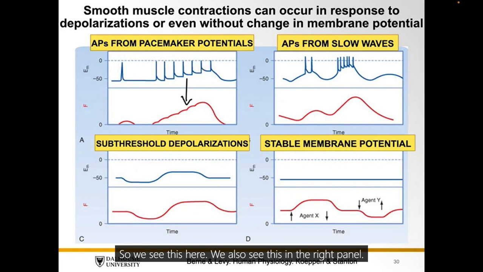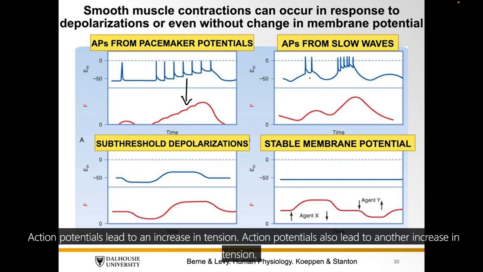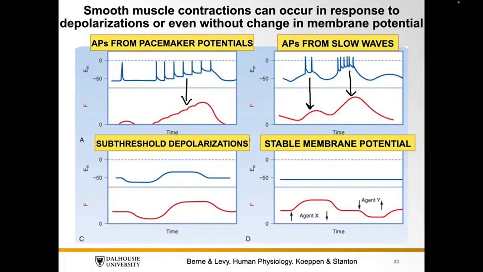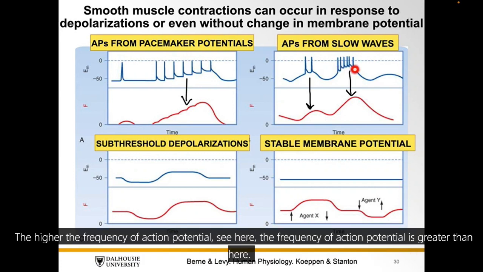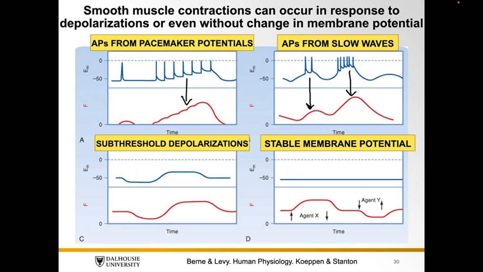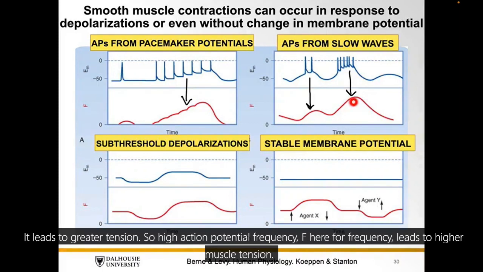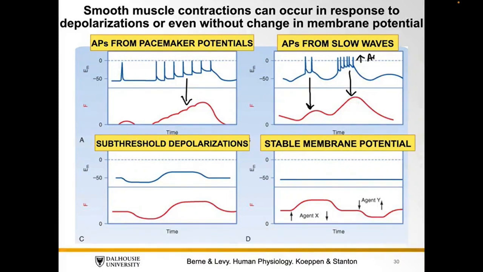We also see this in the right panel. Action potentials lead to an increase in tension. Action potentials also lead to another increase in tension. In this right panel, we can also see another characteristic that we're familiar with. The higher the frequency of action potentials, see here the frequency of action potentials is greater than here, it leads to greater tension. So high action potential frequency, F here for frequency, leads to higher muscle tension.